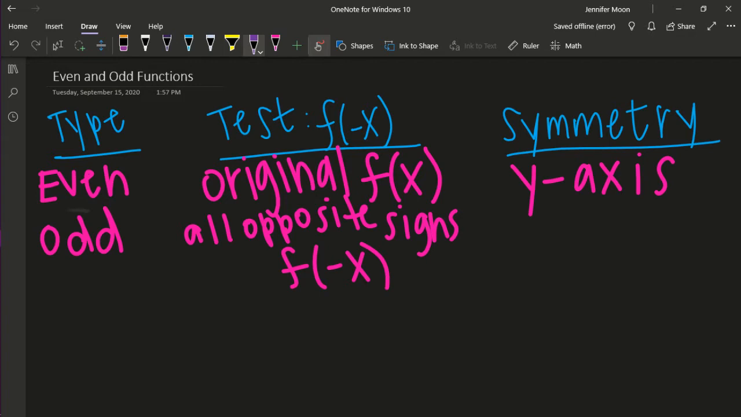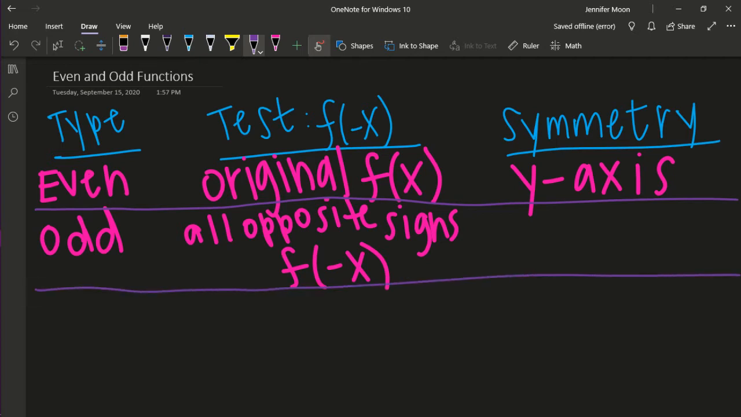So our even function, we ended up back to the original function, nothing changed. With our odd function, what we ended up getting whenever we plugged in negative x is all of our signs changed. And so this type of function, the symmetry that we have is with respect to the origin, which means you would fold your paper on the x-axis and then the y-axis. So we're going to write origin.